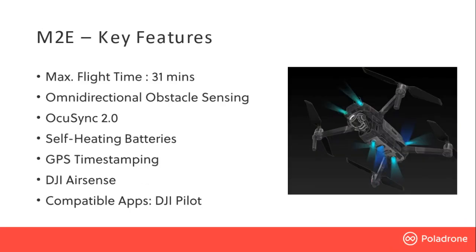It has a flight time of 31 minutes, and it is equipped with omnidirectional sensing, including front, backward, downward, side, and upwards. It also comes with OcuSync 2.0, which means it can help you fly up to a 7 kilometer range under perfect conditions. And it also comes with DJI AirSense. This function helps you sense what aircraft are nearby, and when there is an aircraft nearby, it puts a notification on your screen itself.